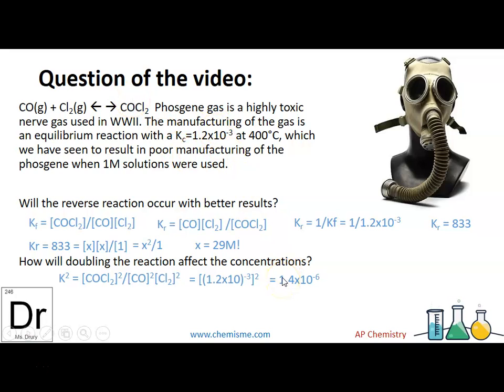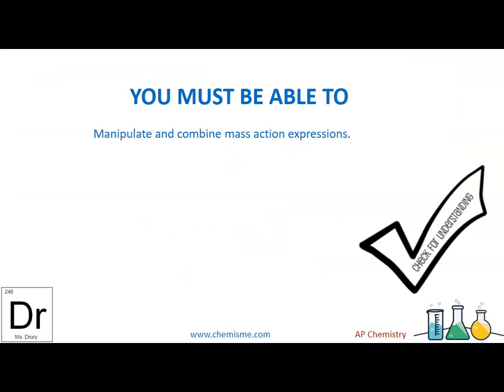Ugh. So in this case, doubling everything does not help because it's going to actually reverse the reaction, because you're going to have too many products now. So we're going to have to think of some other ways where Le Chatelier, if you remember from last year, is going to come into play. At this point, you should be able to manipulate and combine mass action expressions.